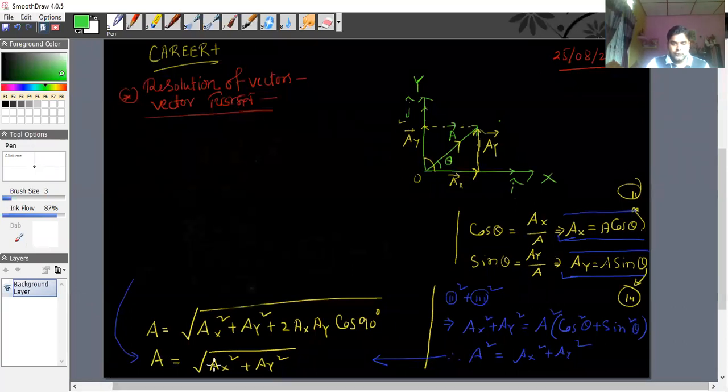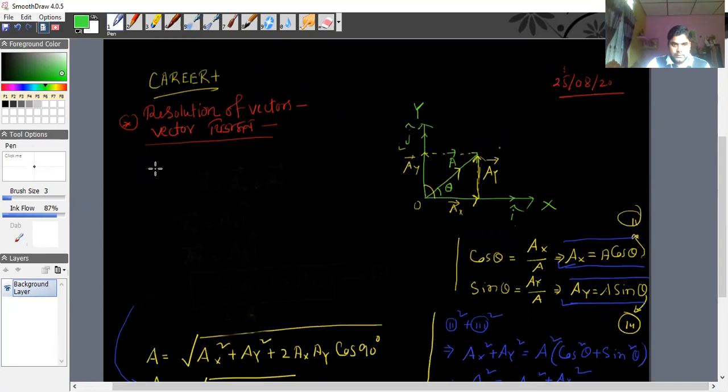A is the magnitude of vector A. At the same time we can define the direction of A also. So from the figure it is clear tan theta is equal to AY by AX. It is very easy. Theta is tan inverse of AY divided by AX. That one. So this is the direction of vector A, and A is the magnitude of vector A.